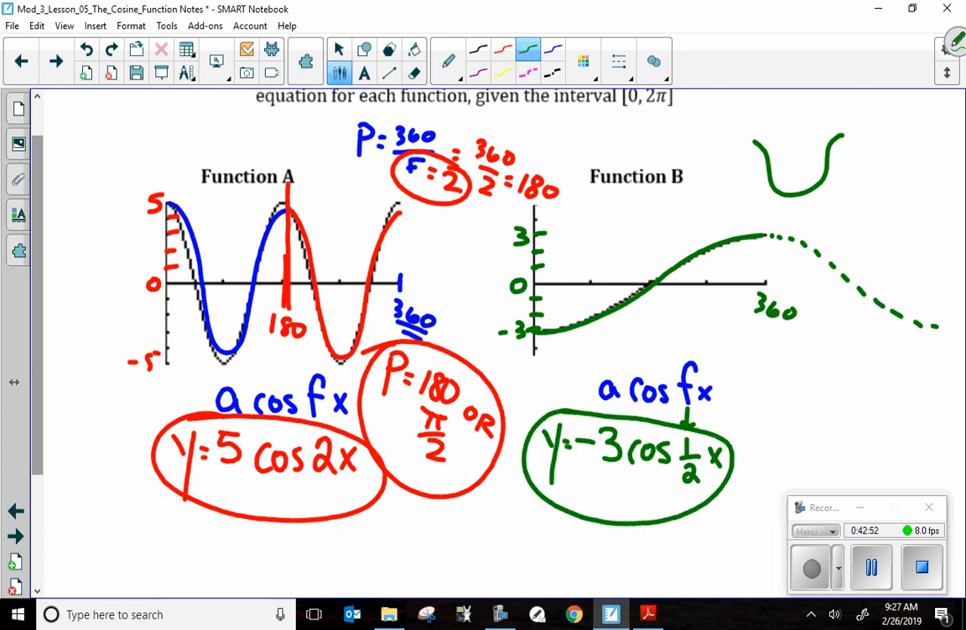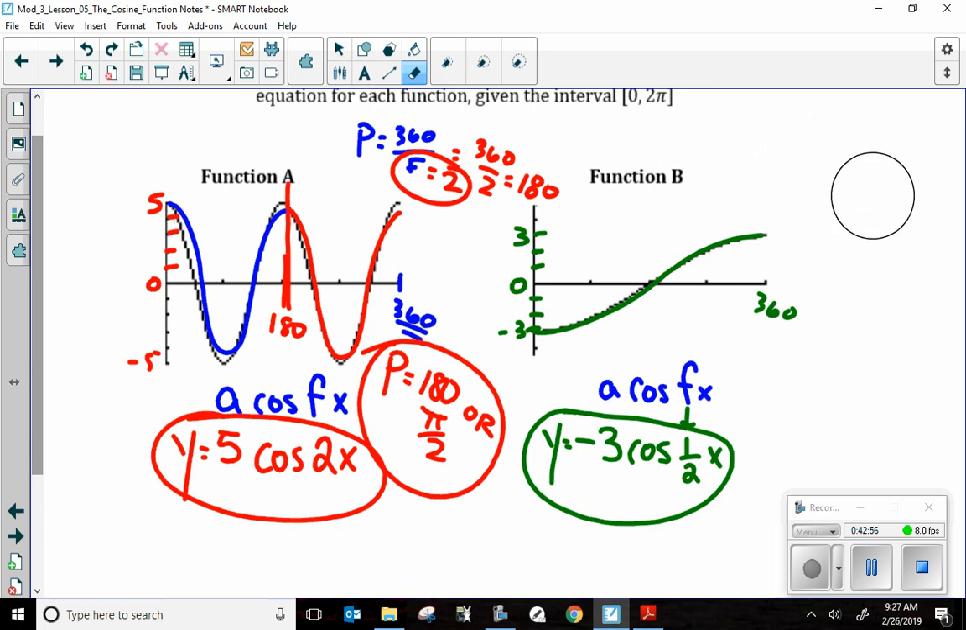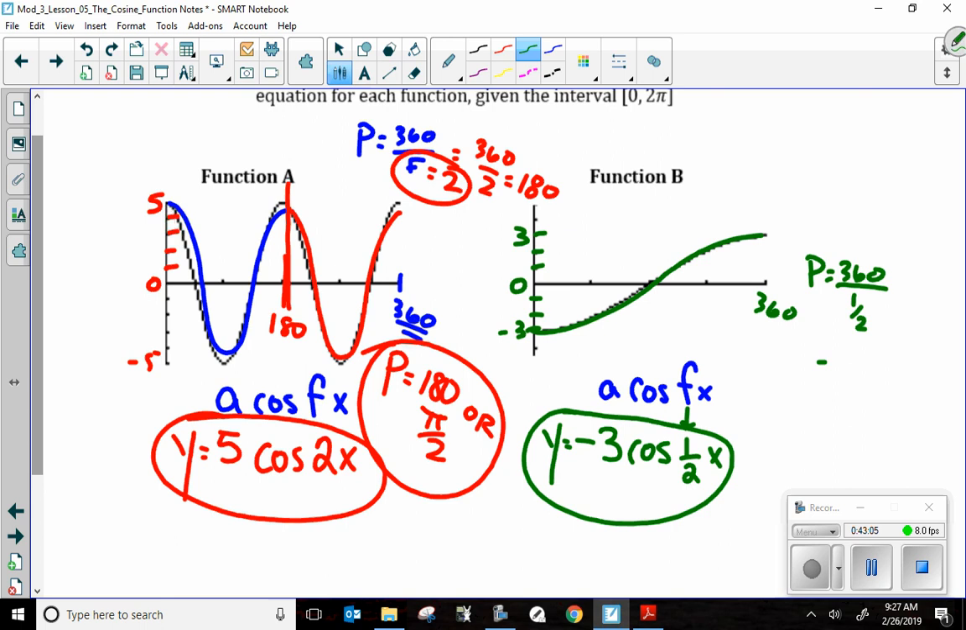And last but not least, they want the period. Period is 360 divided by my frequency, which is 1/2. Don't say it's 180. 720 degrees. If I want, I can put that in radians. Well, 2 pi is 360. And if I double that, 720, that's 4 pi.